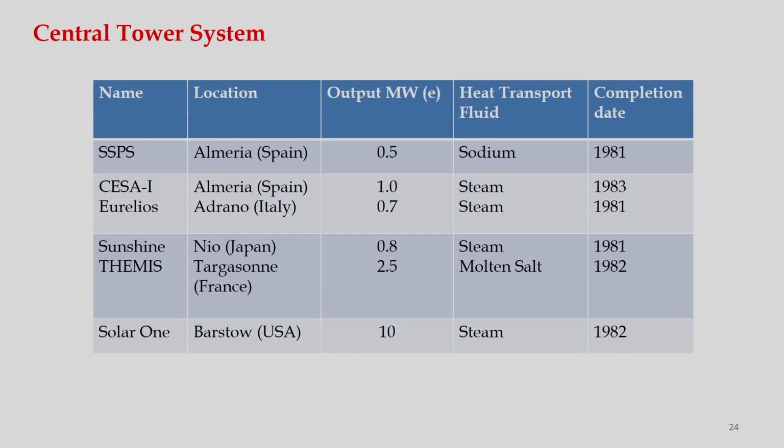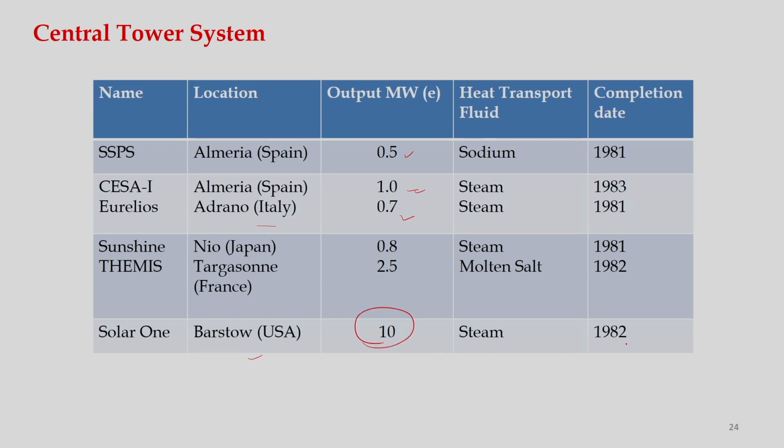So, there are different plants which are already in operation. As you can see, this location is in Spain, there are 2, Italy 1, Japan 1 and France, and then USA, it's Bristol, which is one of the largest central power tower systems. So, output power, you can say this is 0.5 megawatt, and Spain we have 1 megawatt, then Italy it is 0.7 megawatt, and the largest one is at USA.